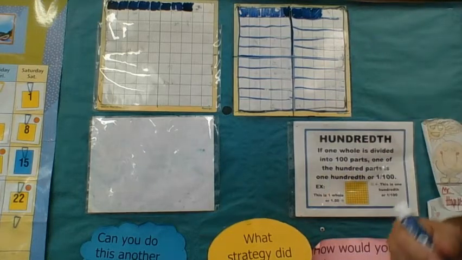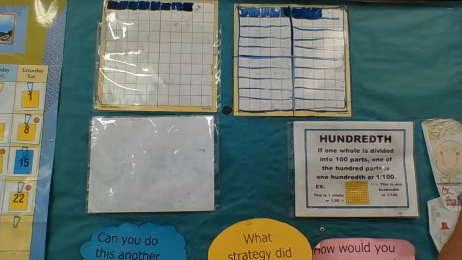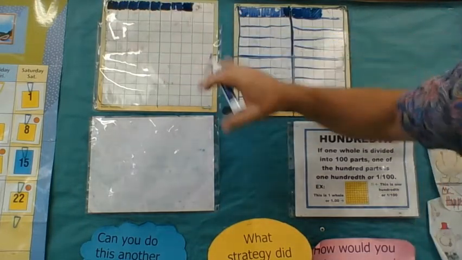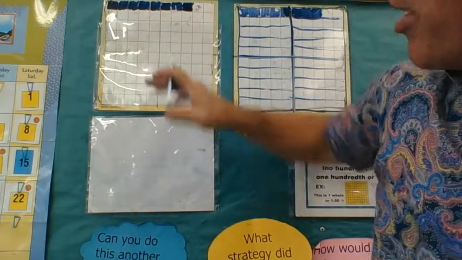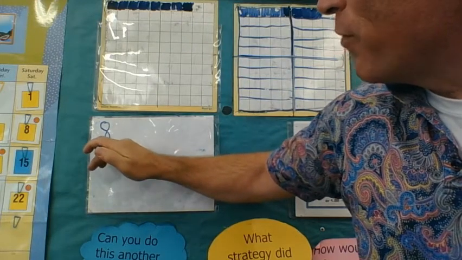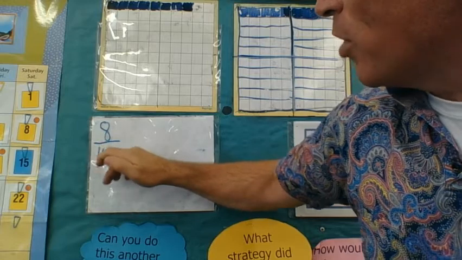Okay, back to our practical use and application of our standard. Today we have 8 out of 100. This is our concrete representation. Here's our abstract representation. We have 3 of them. We have 8 out of 100.